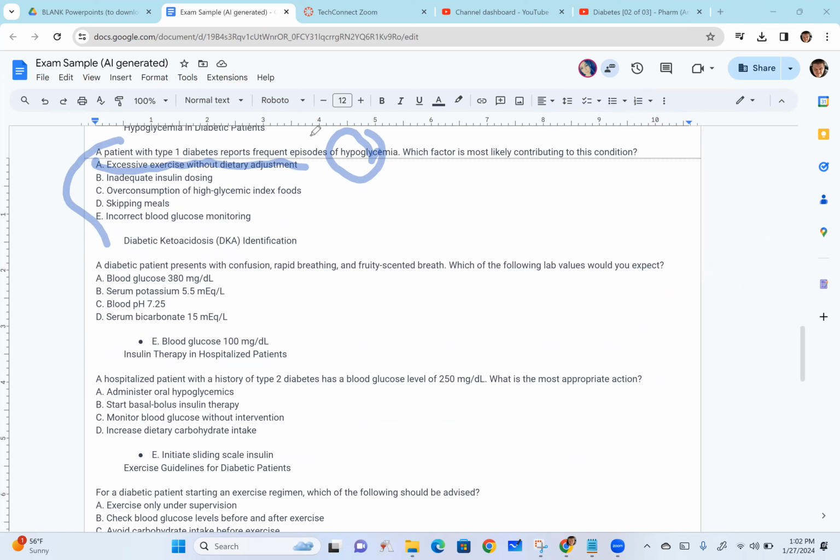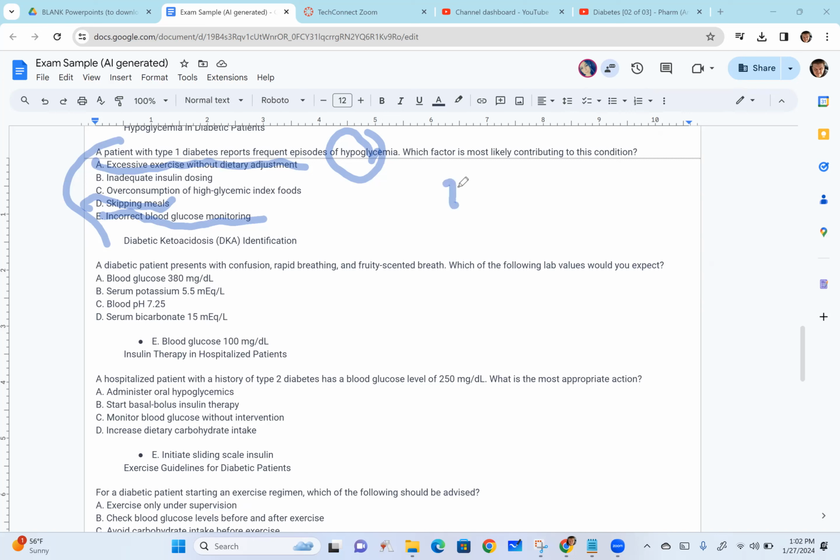If you don't have enough insulin, you're going to have hyperglycemia, right? Because insulin is going to lower your sugar. Does that make sense? If they're giving themselves too much, then they're going to have hypoglycemia. Well, that'd be excessive, right? So inadequate versus excessive. Inadequate would mean not enough. So overconsumption of high glycemic index foods, skipping meals, and then incorrect blood glucose monitoring. Yeah, if you're not monitoring the glucose, you're going to have a risk for hypoglycemia. They just say, I just exercise every morning, right? It's like you have to check your sugar, right?